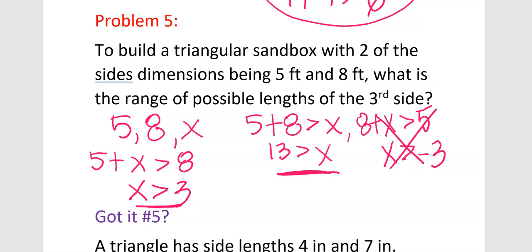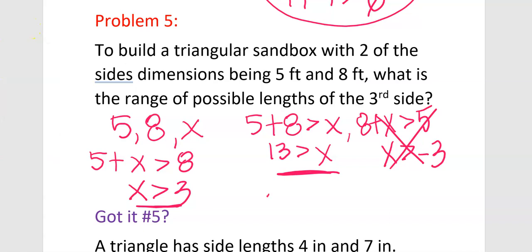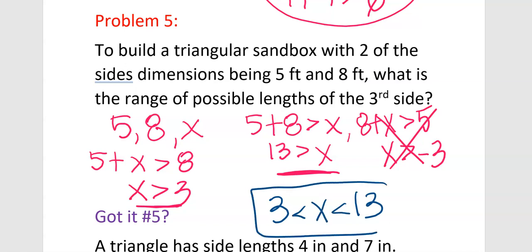So now the hardest part is putting it in a range of values. Here's how it works. You're going to put the smaller number on the left, which is 3, the bigger number on the right, which is 13. The x is going to go in the middle, and it's always going to be less than symbols.